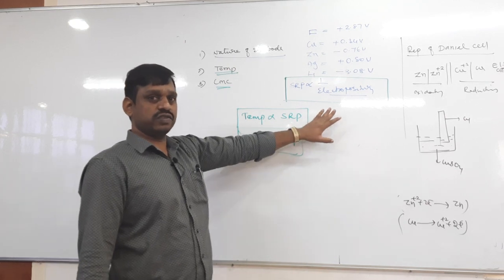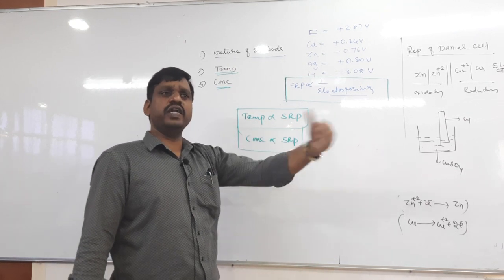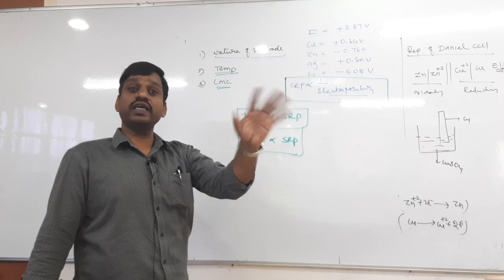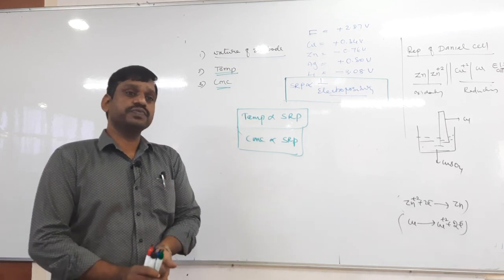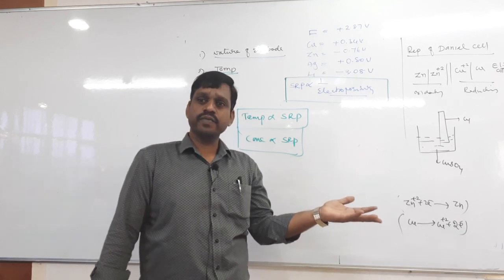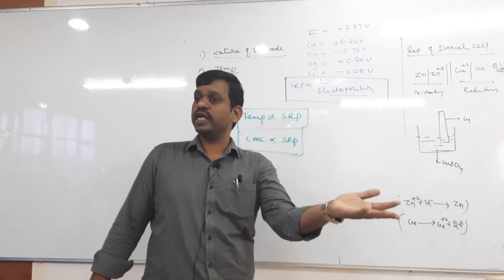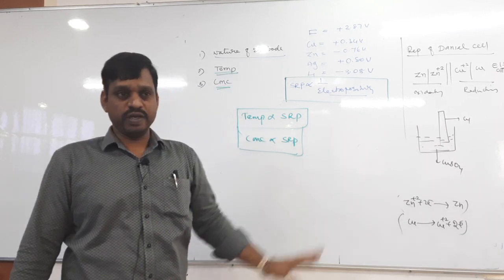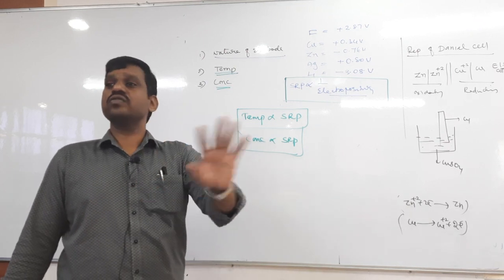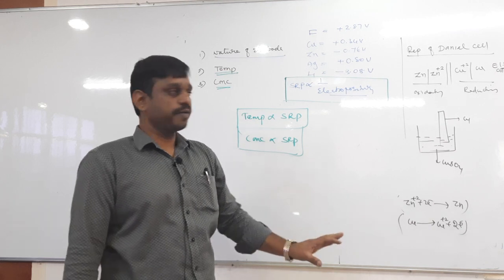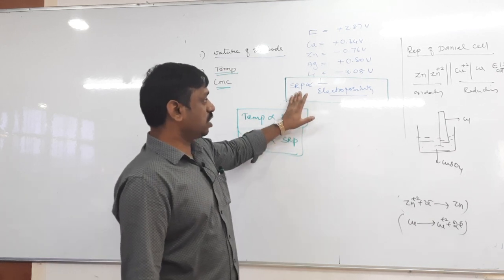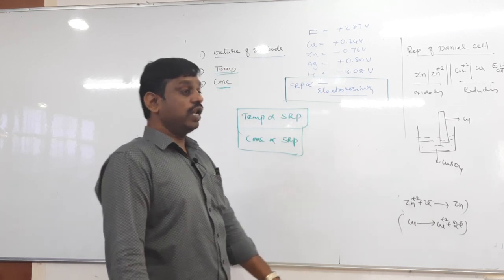But in general, this is what we have written. If you compare d block element and s block element, which one has more electropositivity? S block. Since s block elements have more electropositivity, they have less SRP. It is a general statement. You cannot identify a particular element like that. So, generally SRP value is inversely proportional to electropositivity.